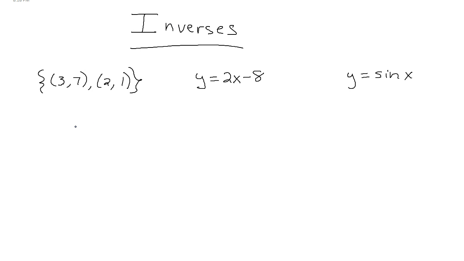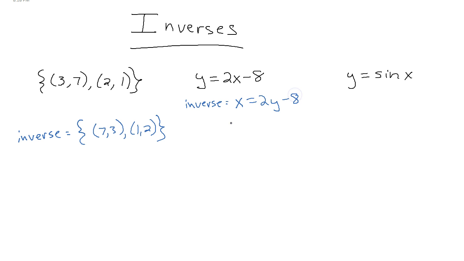Alright, we know that the logarithmic function is the inverse of an exponential function, but we also looked at some other types of inverses. For example, if you're given just a set of ordered pairs, the inverse of that is going to be what you get when you simply reverse the x's and y's. So the inverse of this would be 7, 3, 1, 2. If you have an equation, then to find the inverse, you just simply replace the y with an x and the x with a y.